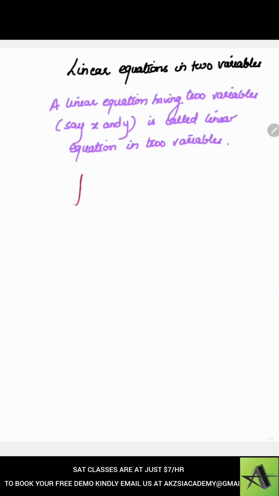For example, if you see this one, x plus 2y equals 3. Clearly this is a linear equation because the highest power of these variables is just 1, and you will find two different variables here. So obviously it's an example of an equation with two variables. Or you can say 2x minus 3y equals 1 is also an example of linear equations in two variables.